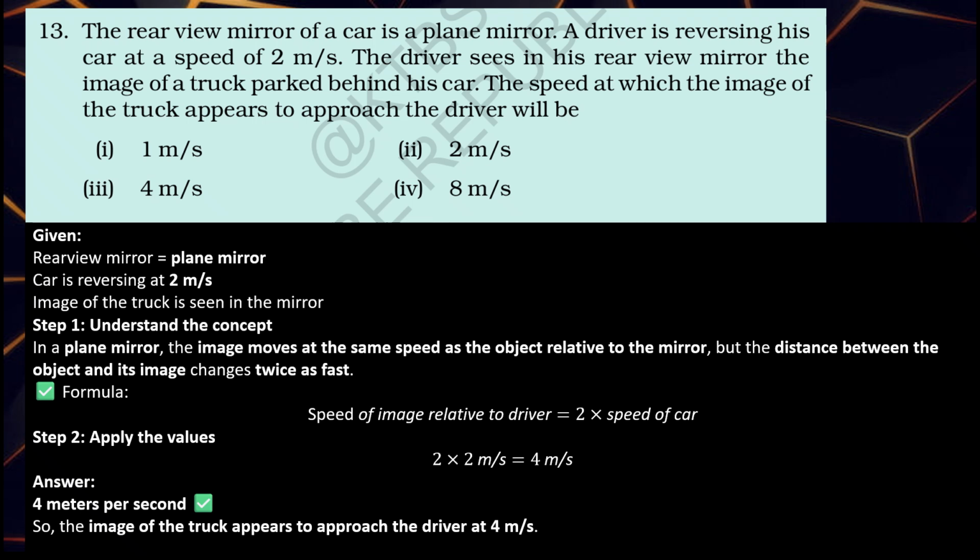Step 1. Understand the concept. In a plane mirror, the image moves at the same speed as the object relative to the mirror, but the distance between object and its image changes twice as fast. So, the speed of the image relative to the driver is twice the speed of the car, because the truck is standing in its place and the car is moving backward. Apply the value: 2 times 2 meters per second, because the speed of the car is given, that is 4 meters per second. So the image of the truck appears to approach the driver at 4 meters per second.